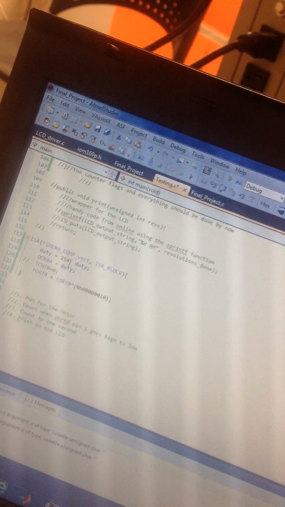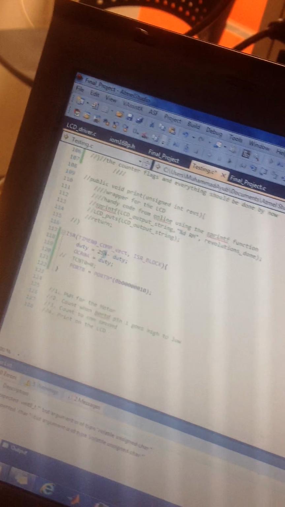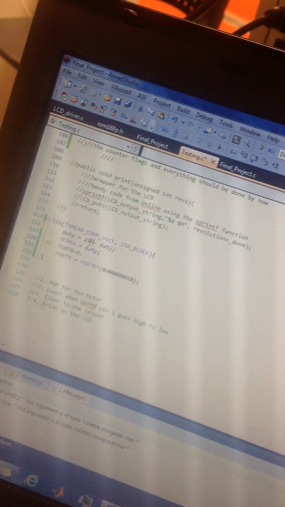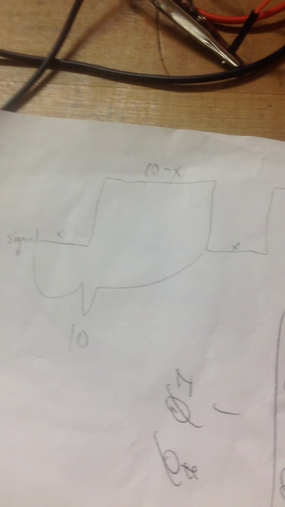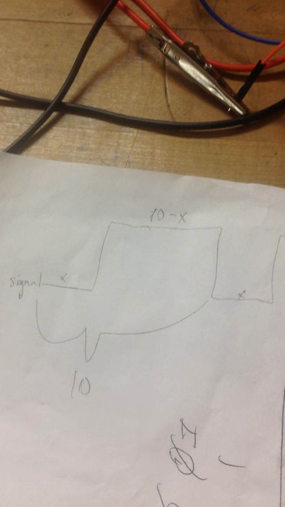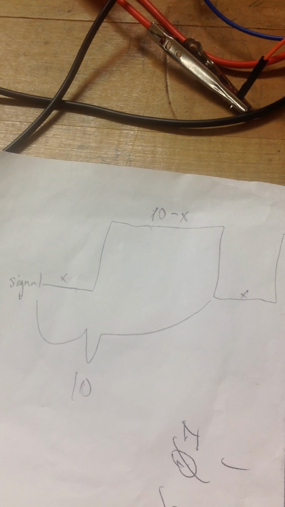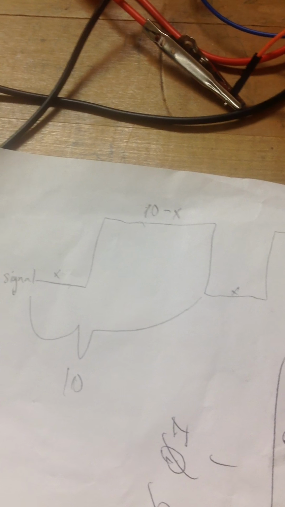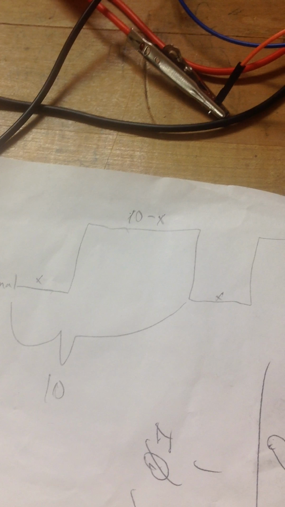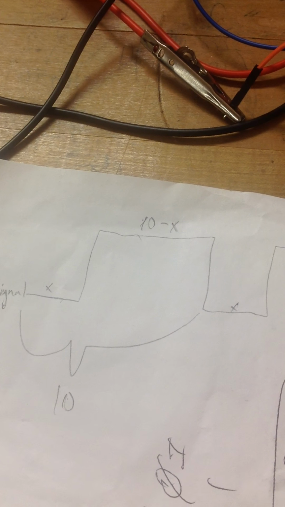Now duty, again, this 255 testing. So now 255 minus the duty. So the idea is, if you look at this piece of paper right here, real quick. If we have a period of 10, then what we can do is we can set the port B pin 1 low for an X amount of time, and then we can set it high for 10 minus X if that's the period. So it would be 255 minus X, and X would be the duty.